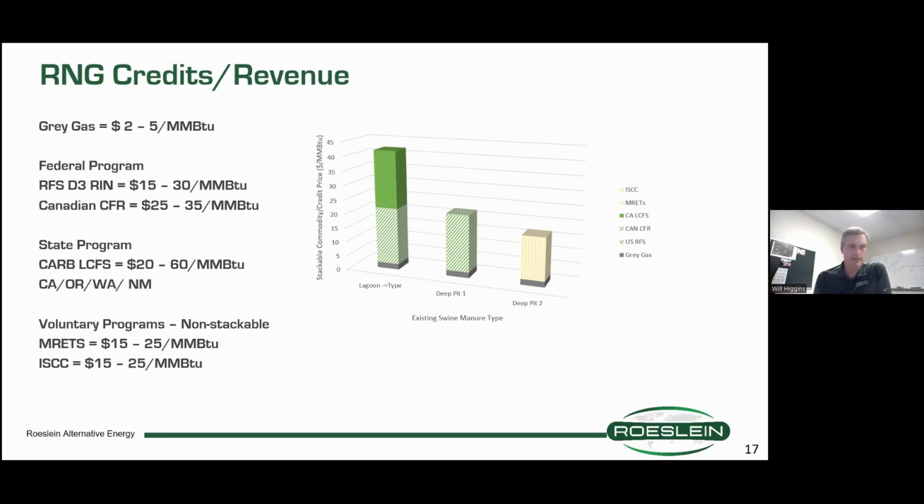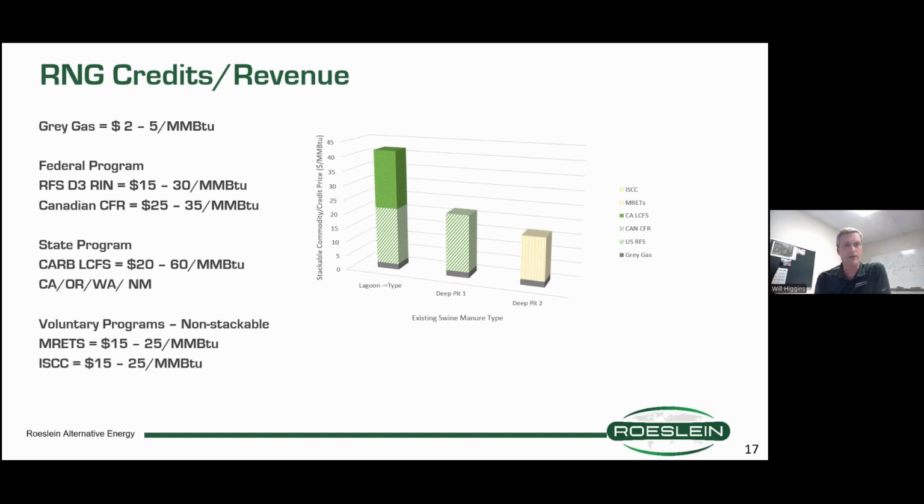Then there are 2 main programs that we are involved in. There's a federal program called RFS, and our manure renewable natural gas qualifies for D3 RIN, and it can typically be worth about $15 to $30 per MMBTU. And there's a new program that's similar to that being started in Canada, and we think that's going to be maybe a little bit better. It's just a little early to say. I think they're just starting that up now, and they haven't defined all the regulations just yet.